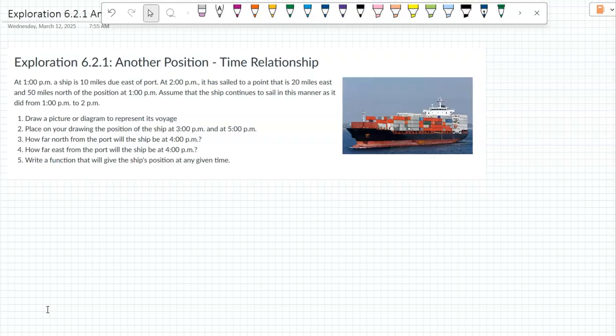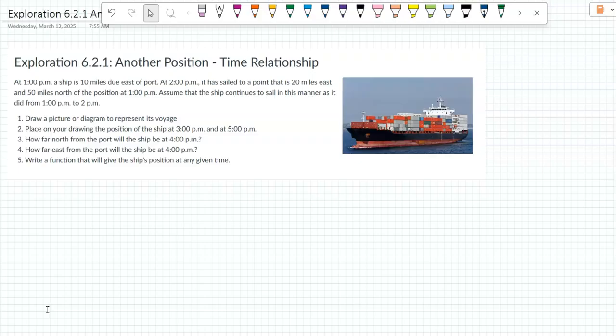And at 2 p.m., it has sailed to a point that is 20 miles east and 50 miles north of its 1 o'clock position. Assume that the ship continues to sail in this manner as it did from 1 to 2. So it's going to continue with that same 20 miles east and 50 miles north every hour.